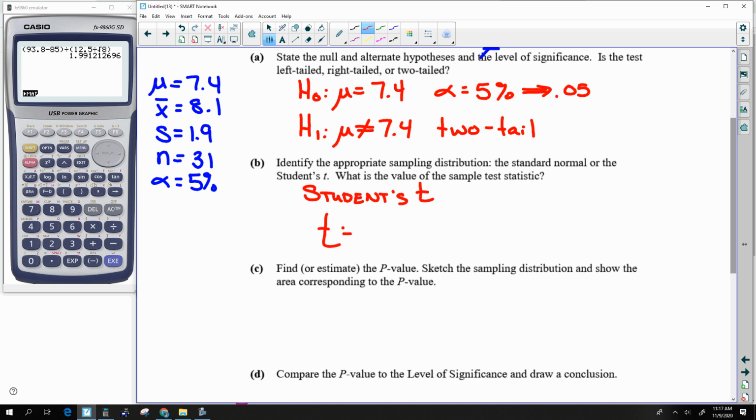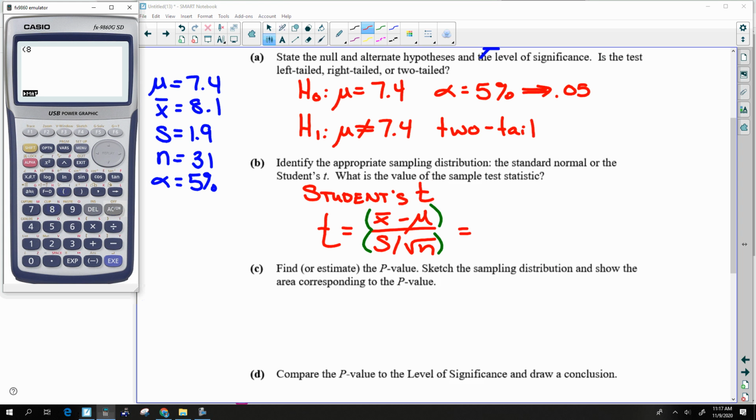And that means T is going to be equal to X bar minus mu of S divided by the root of N. Again, make sure you have the top and the bottom completely in their own parentheses. So X bar minus mu divided by S divided by the square root of N. This is a T, so I run out the decimal on this one.